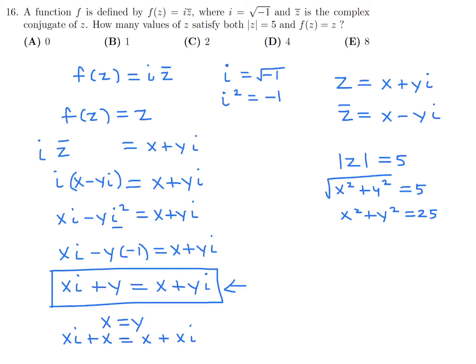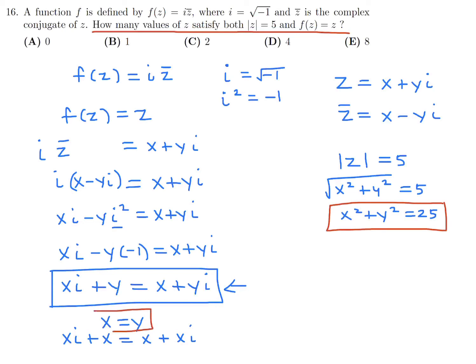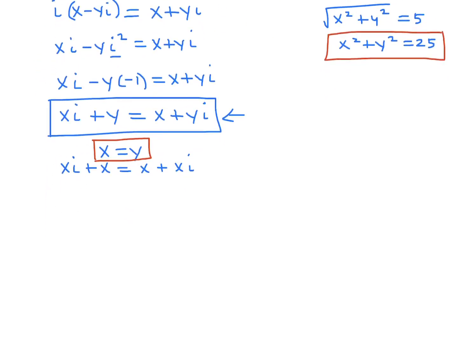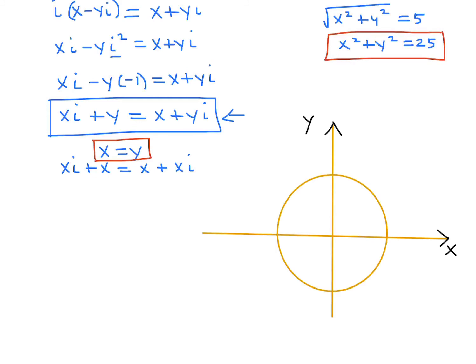So now we go back to the question. What is the question asking? How many values of z satisfy both of those? So we want to figure out when is this true and this true, right? Okay, that shouldn't be a problem if we put it on a graph. So we'll put it on a graph, x and y, and let's see what we get. x squared plus y squared equals 25 represents a circle that has a center at the origin and a radius of 5. So that's what I drew right there. I'm going to put 5 there. Like that. And then this right here, x equals y, well, you definitely know what that is. That's just a straight line going through like that.